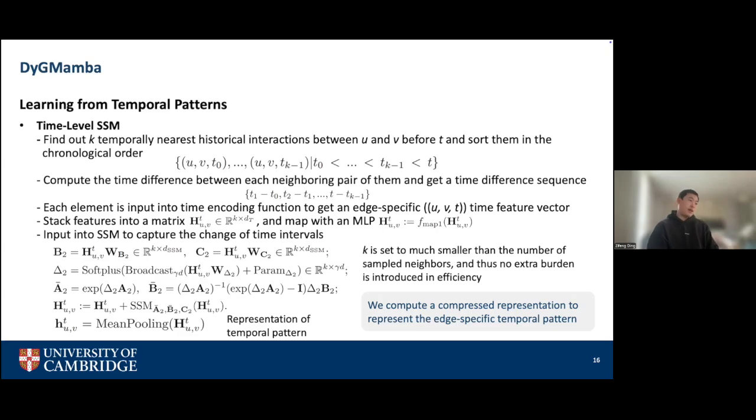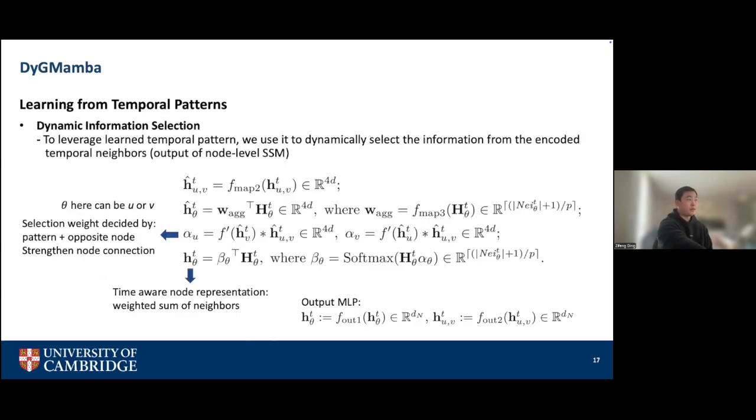And we should note that we only find K temporally nearest historical interactions, and K here is a very small number compared with the sampled neighbors. For example, in a real-world dataset, Enron, we sample 256 temporal neighbors, but for K we only take 30. So it means that we actually won't increase the computational resource consumption by a lot during this process. And we compute this compressed representation to represent the edge-specific temporal pattern.